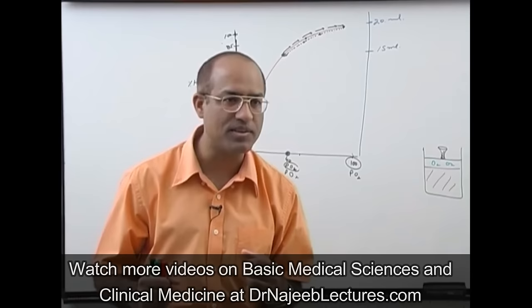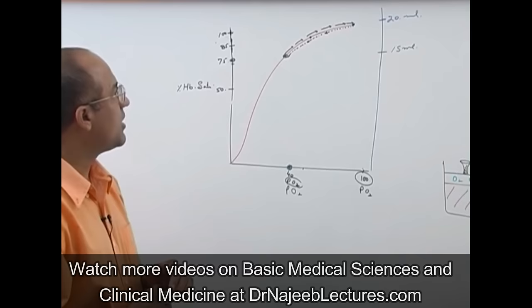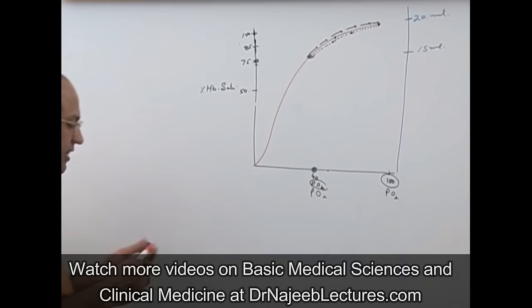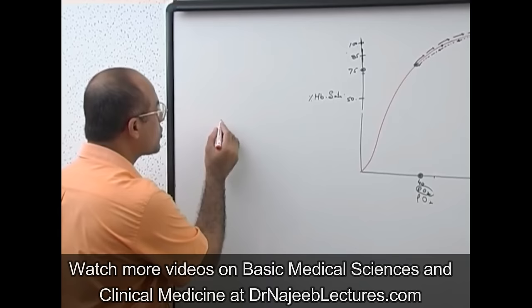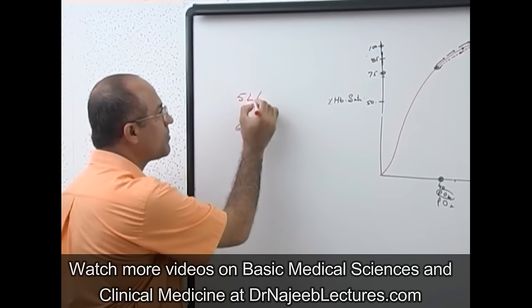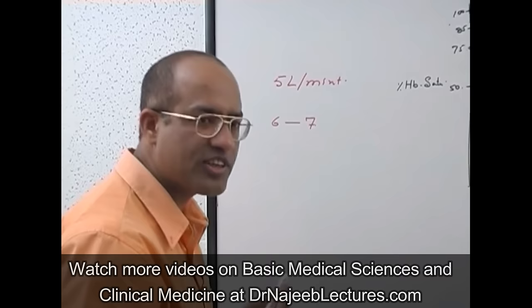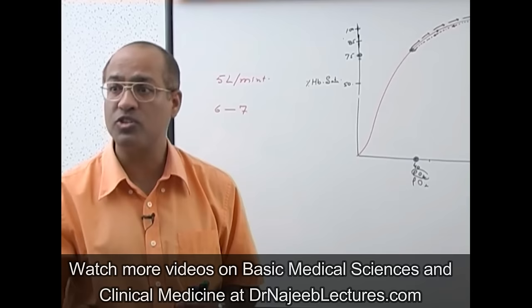What really happens? When you are doing exercise, number one, your cardiac output increases. Under severe exercise, if you are a healthy person, your cardiac output can increase 6 to 7 times. What is normal? Your cardiac output is 5 liters per minute. If your cardiovascular system is healthy, the heart can take cardiac output up to 6 times more.